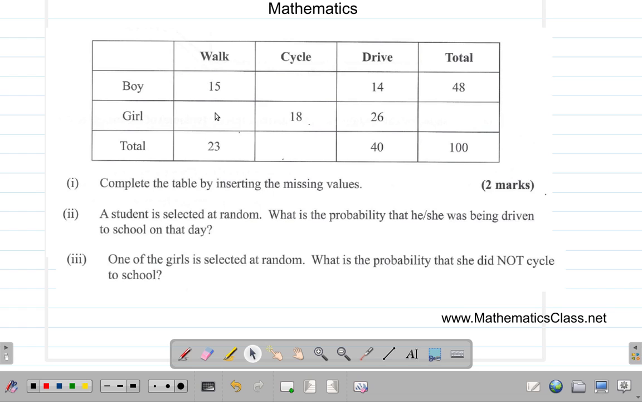Walk, boy, girl, total. If you have the total and the number of boys, then the number of girls would have been 23 minus 15. How much more from 15 to get 23? 15, 16, 17, 18, 19, 20, 21, 22, 23, that's 8. 8 will come here.